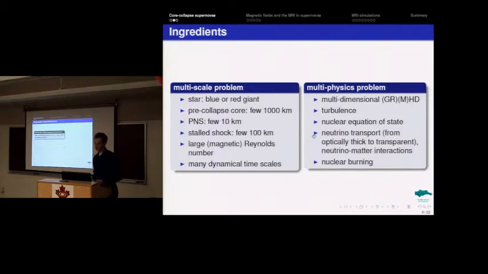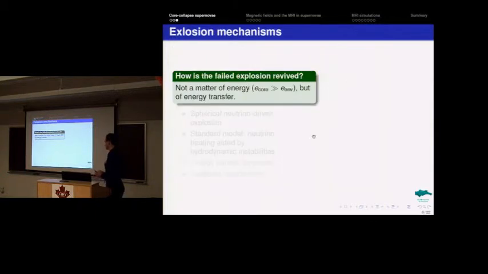So now the overview of the explosion mechanisms. It's important to note that this whole problem is not a matter of energy, because we have plenty of energy. The gravitational binding energy of the core is more than sufficient to unbind the envelope. But it's a problem of energy transfer. Since most of this energy is released in the form of neutrinos, it's not accessible easily to the surrounding matter because of the small interaction cross sections of neutrinos.